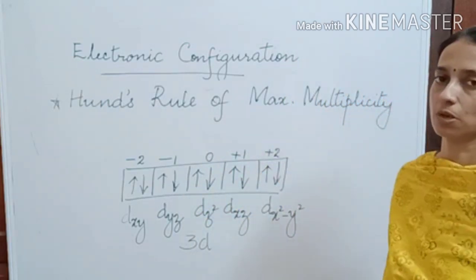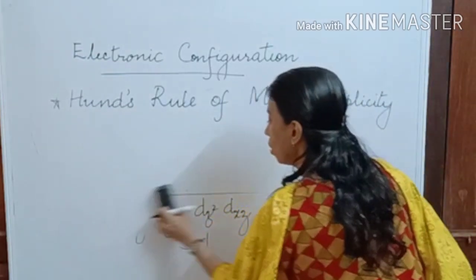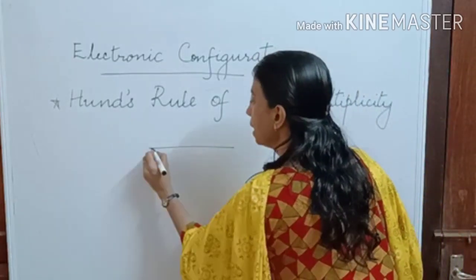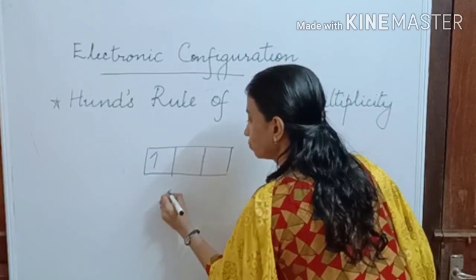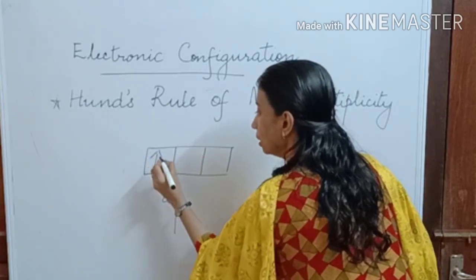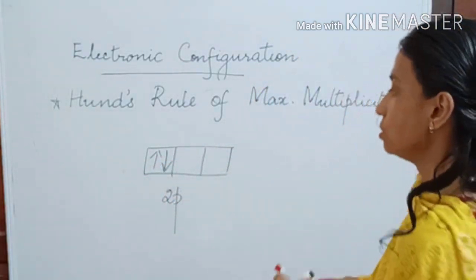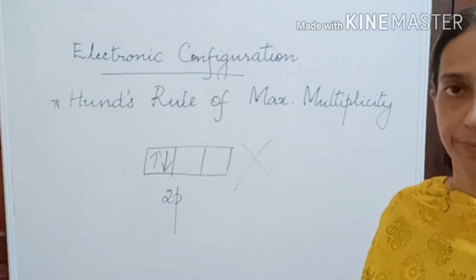So this is what is called Hund's rule. Never do you find that in the p orbital, d orbital or f orbital, the filling up can happen in this manner. So if it is 2p, the second electron will never enter in this manner. So this is totally wrong. Have you understood?